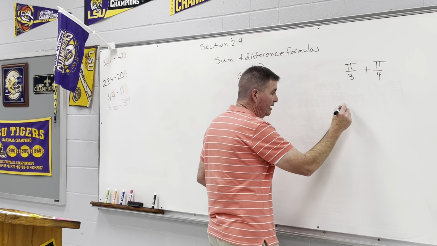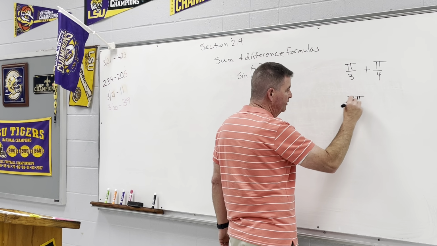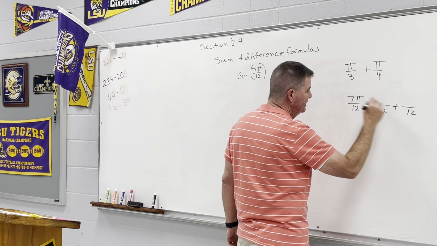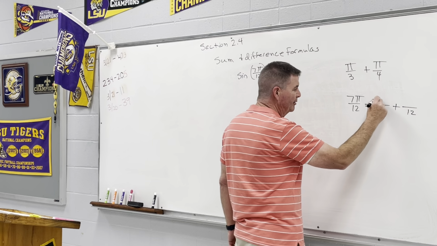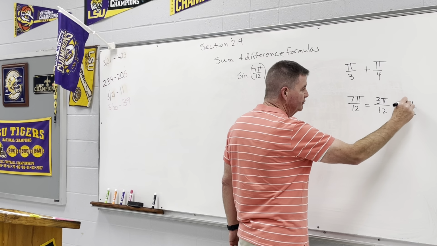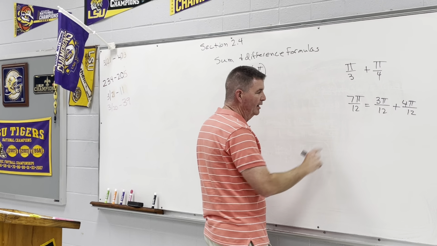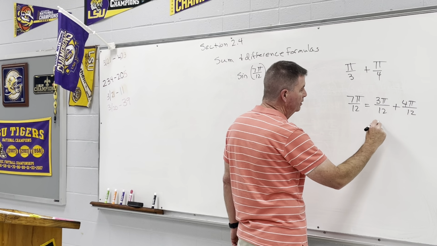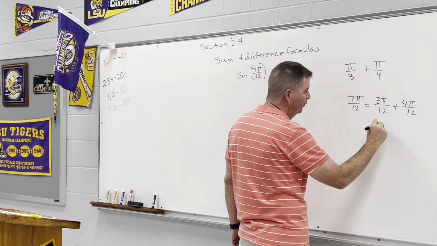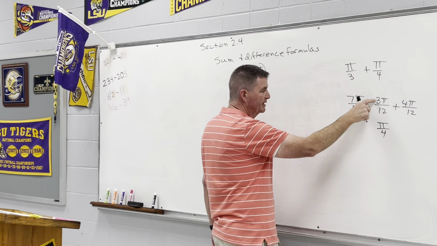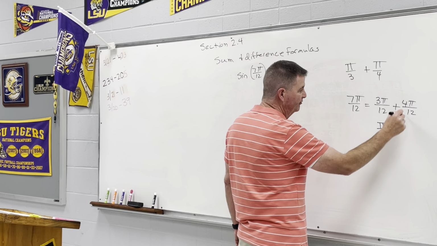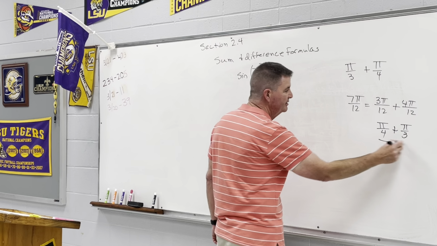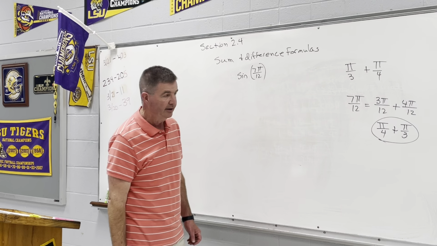let's make sure. We know that we have 7 pi over 12, so I need two things that we know to equal 7. That would probably be 3 pi over 12 and 4 pi over 12. 3 plus 4 is 7. Well, 3 over 12 would equate to 1 over 4, or pi over 4, because 3 goes into 12 4 times. And 4 over 12 would equal pi over 3, because 4 goes into 12 3 times. So it is, in fact, pi over 4 and pi over 3.